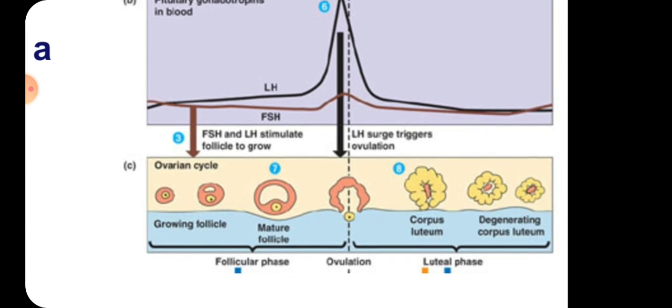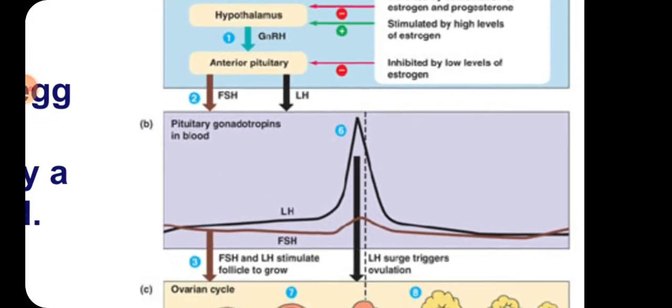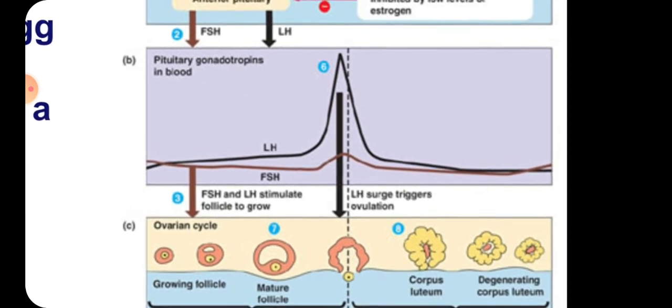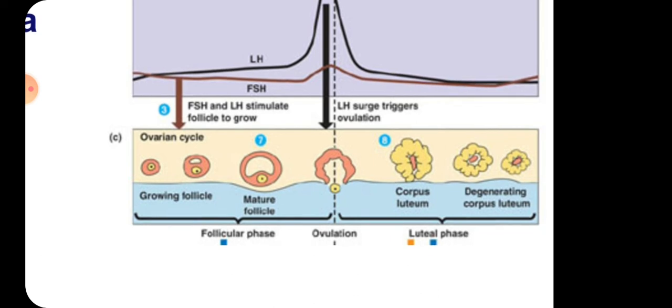Next, in the ovulation period, when the ovule is released from the follicle, the levels of LH and FSH surge and go high, and this triggers the ovulation process. And this is the ovulation process.